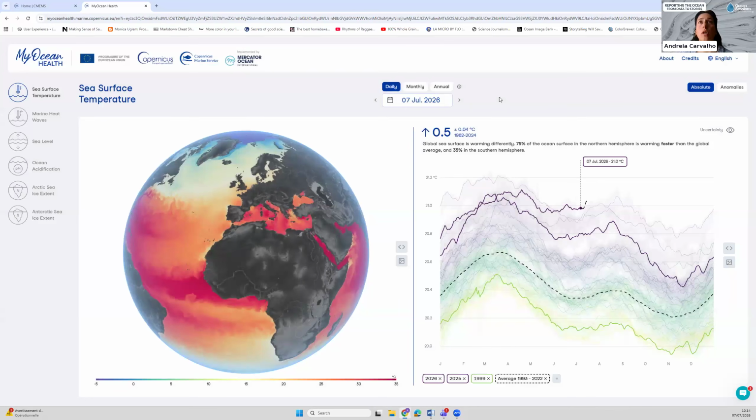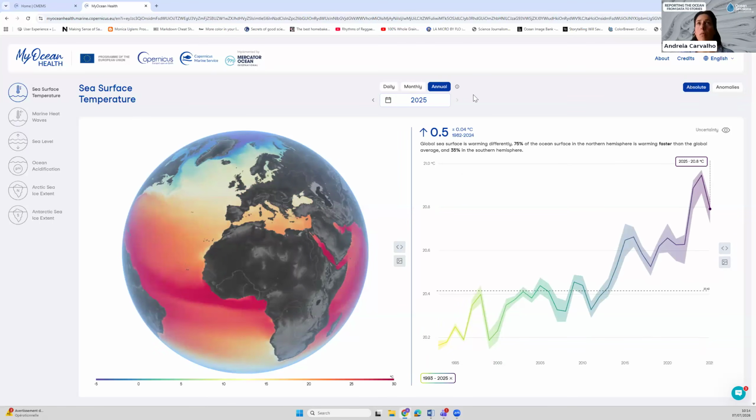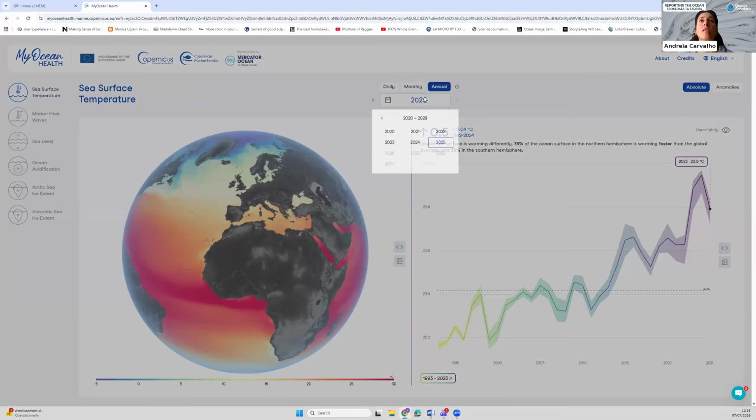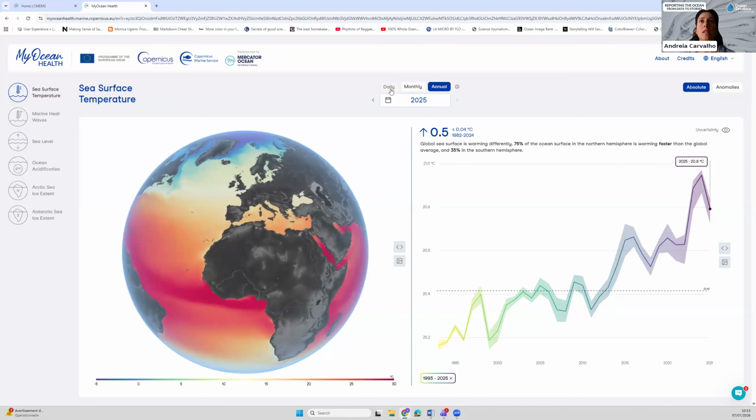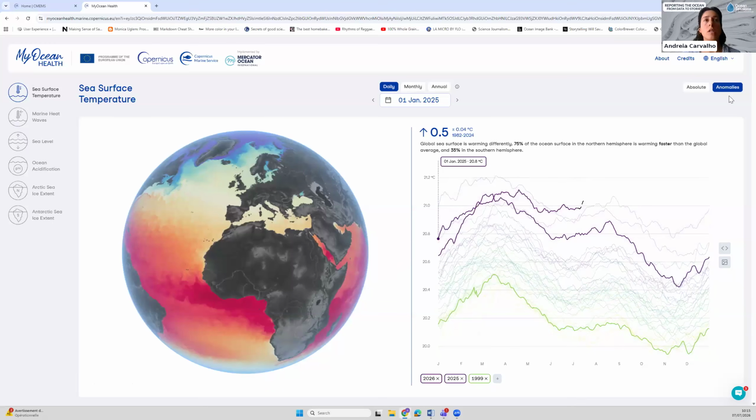of it. You can also access monthly and annual averages. So these are averages of the sea surface temperature over each month and each year. You can access them here the same way. What we are seeing here are absolute values, so the direct measurement of temperature in degrees Celsius, but you can also access anomalies. So here you can select absolute or anomaly values.